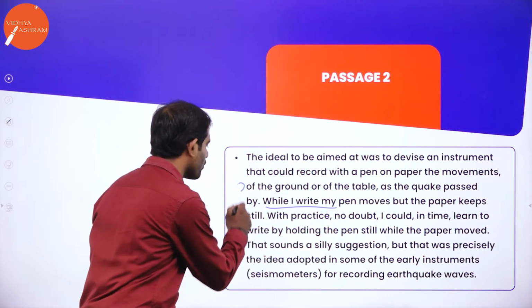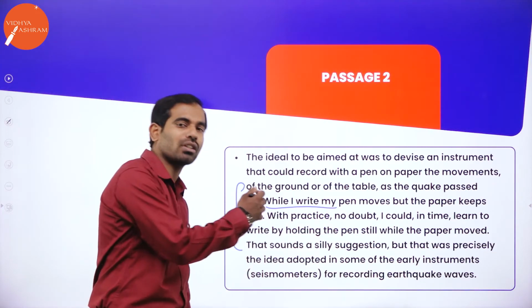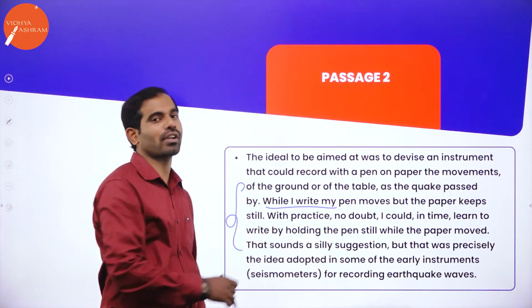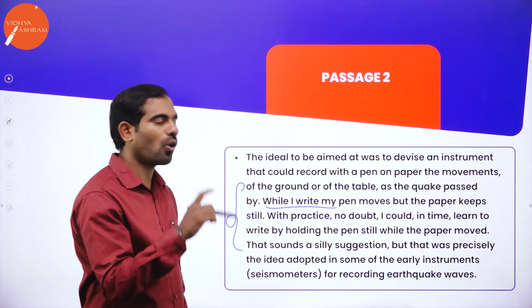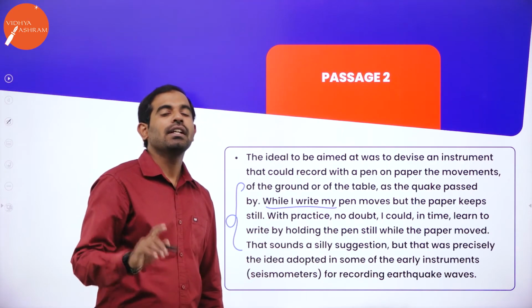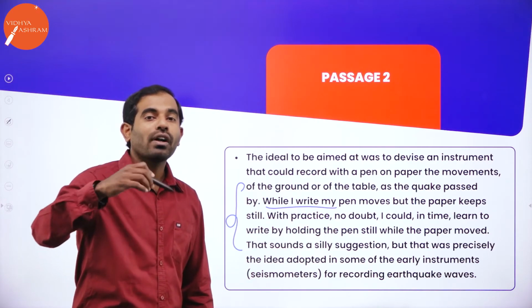This is very tricky to understand. What is the author talking about? Or what is this topic talking about? He is talking about the idea of recording the movement.